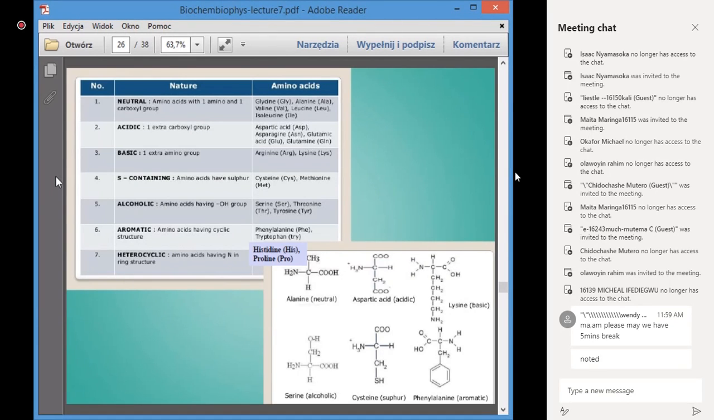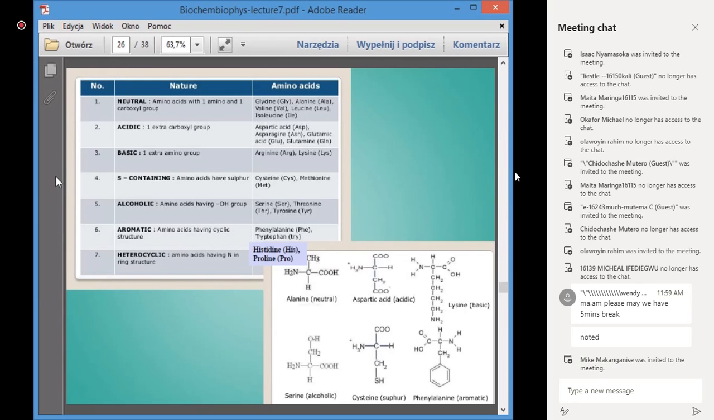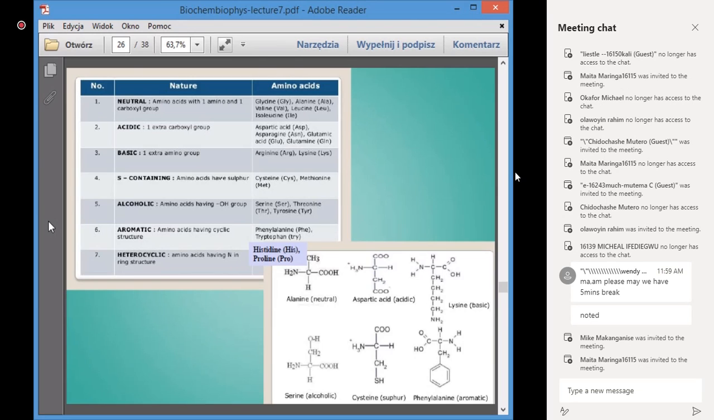Then we have sulfur-containing amino acids, so they have such an additional group with one atom of sulfur, and this is in case of cysteine and methionine. Then we have alcoholic amino acids, which have additional OH groups, like serine, threonine, tyrosine. We have aromatic amino acids. They have cyclic structures, like in case of phenylalanine or tryptophan. And finally, a heterocyclic group of amino acids. They have additional nitrogen atoms in ring structure.